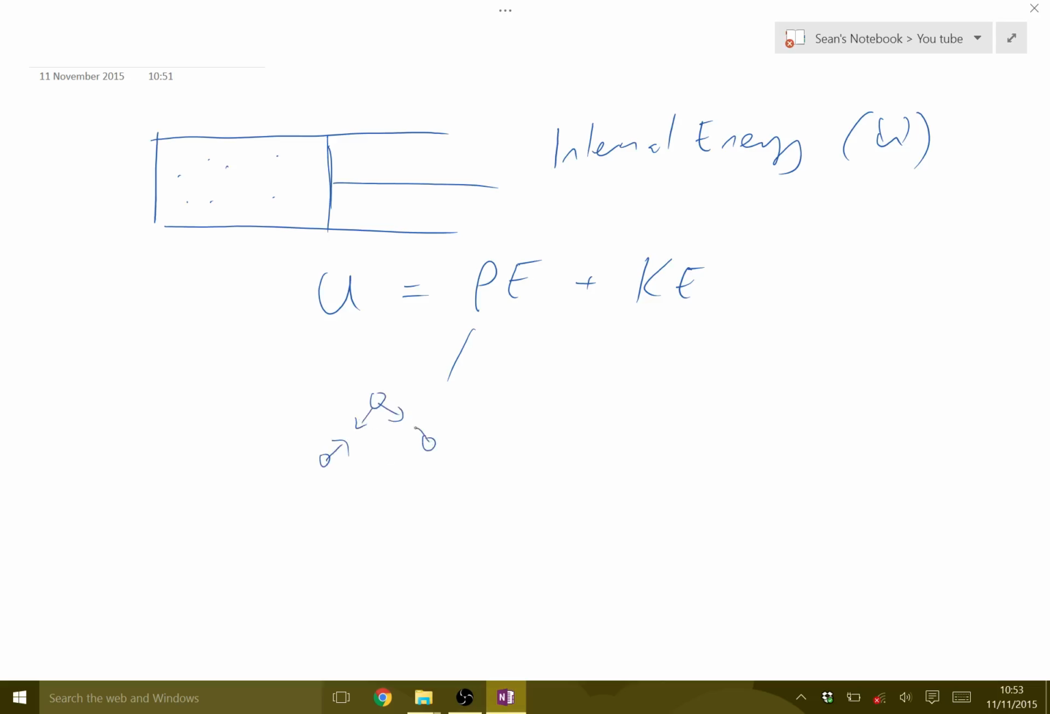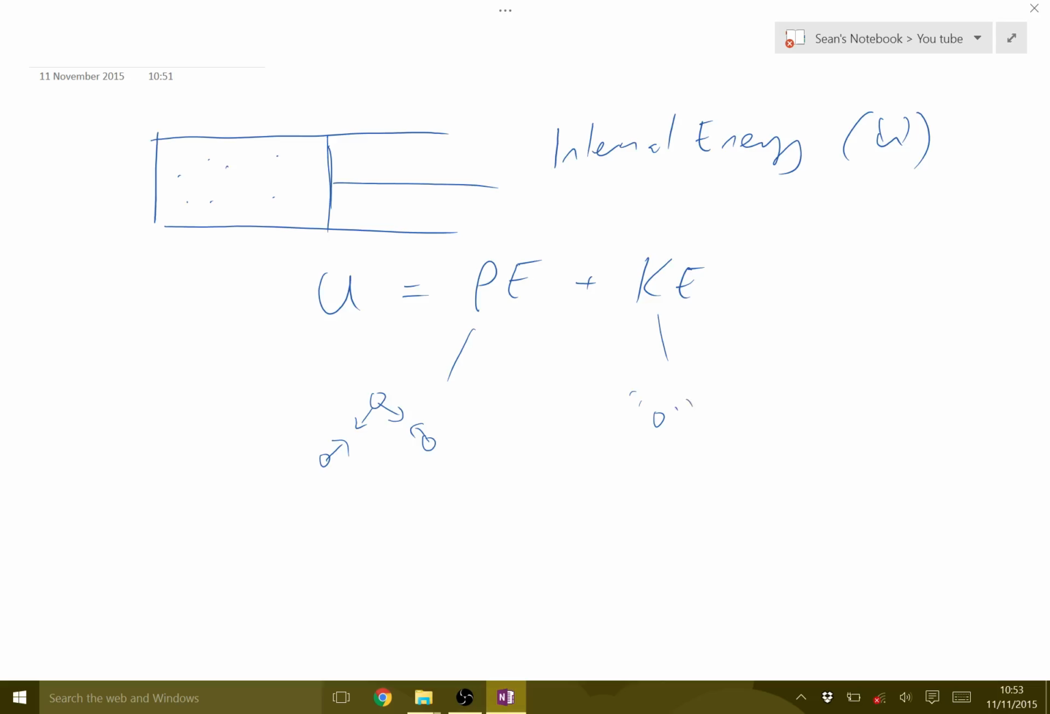So you can always think about potential energy to do with something you're more familiar with, which is gravitational potential energy. When you lift an object up, the further you lift it up, the more potential energy you're giving it, and the potential energy is coming from the attraction between that object and the Earth. So it's the same kind of thing. As we move these particles apart, we're increasing their potential energy because of the interaction between them. Now the kinetic energy, that comes from the vibration of particles and the movement of these particles.